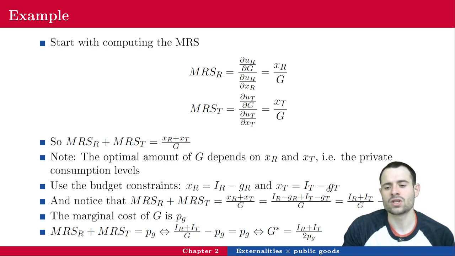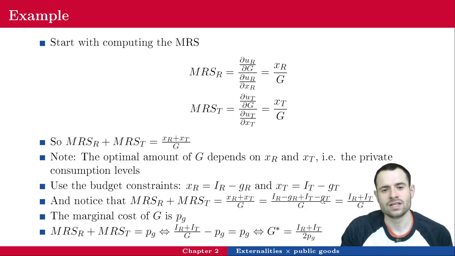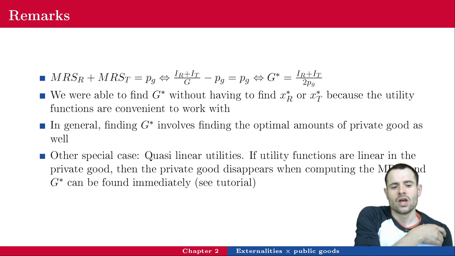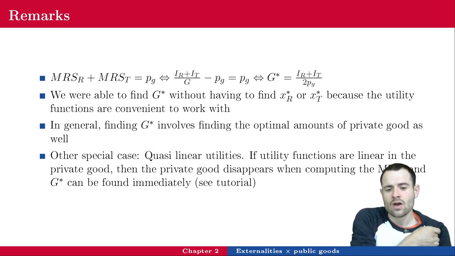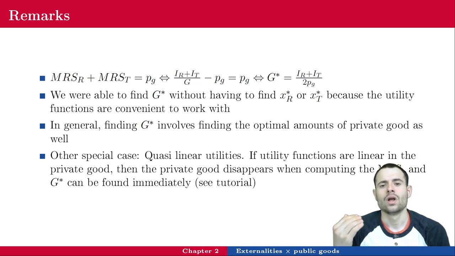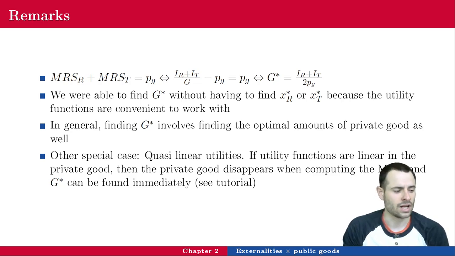I gave you an example which is relatively easy. And I also talked about the fact that there's another case where it's easy, when utility is quasi-linear. I point you to the last exercise of the tutorial on externalities and public goods to see how that looks like. Any other questions?